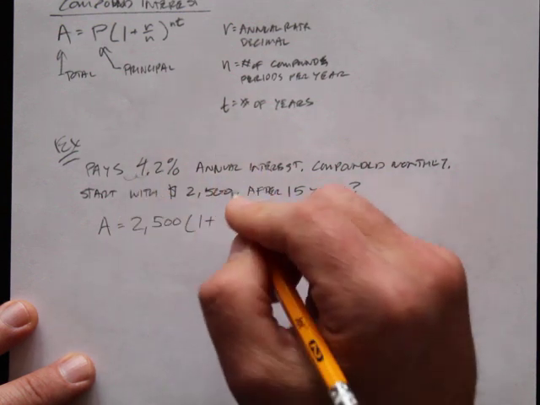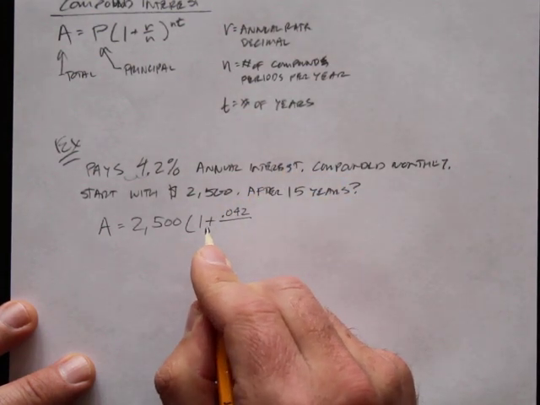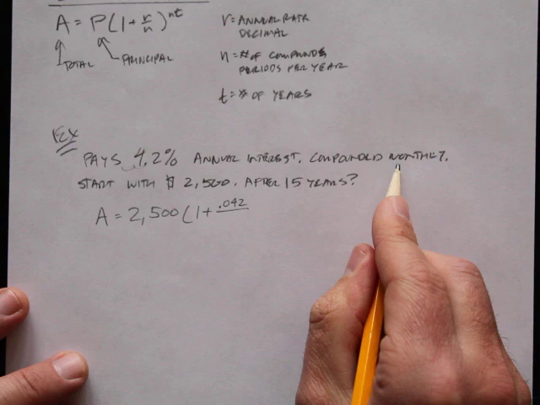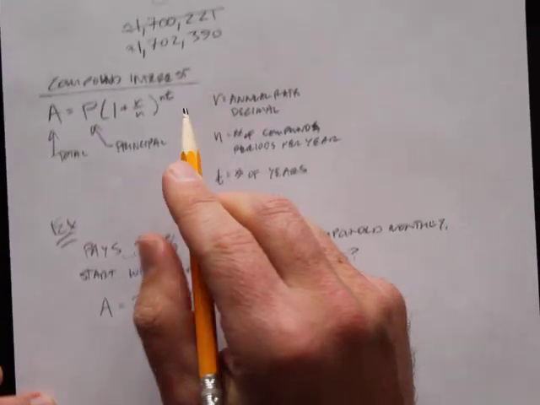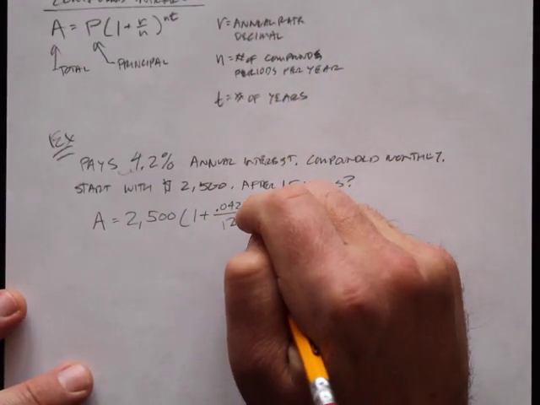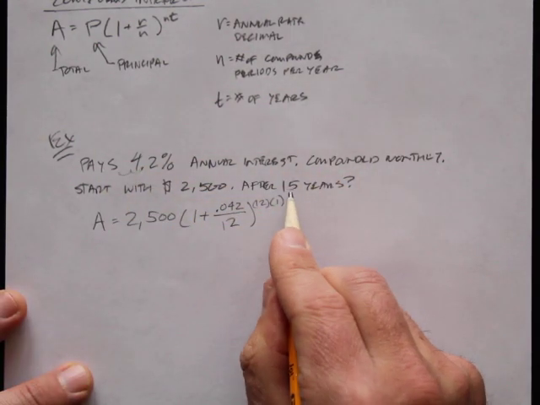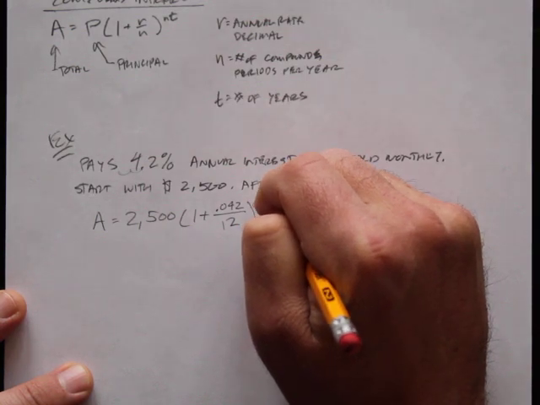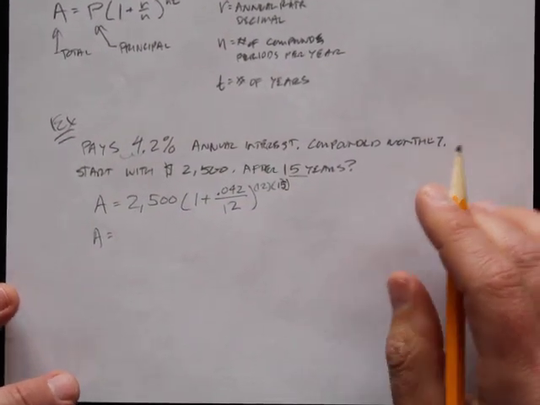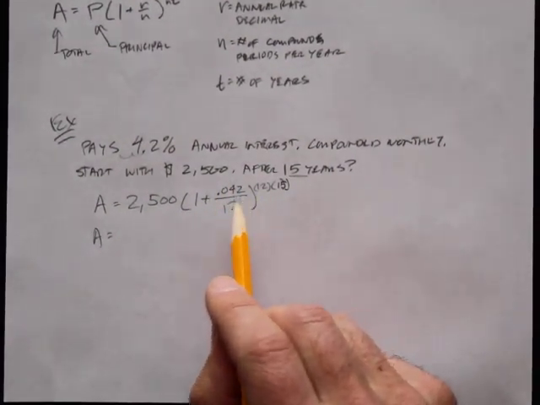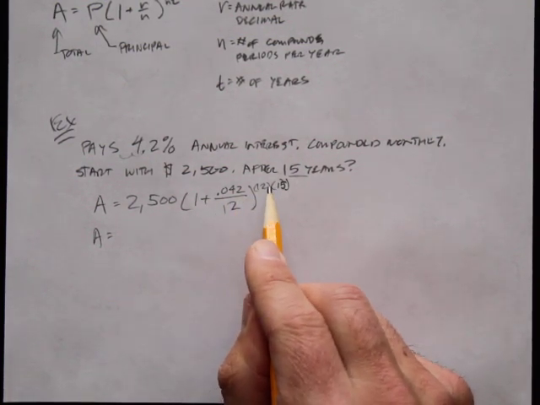I need to move that over to make it a decimal, 0.042, over the number of times it's compounded. It's monthly, so in a year there are 12 months. It's compounded 12 times, times n times t. So n is, again, 12, and t is 15, after 15 years. Now I just need to carefully plug all this into my calculator. So it can be kind of a mess to get this through your calculator the right way, but take your time. Maybe find this and then raise it to this.